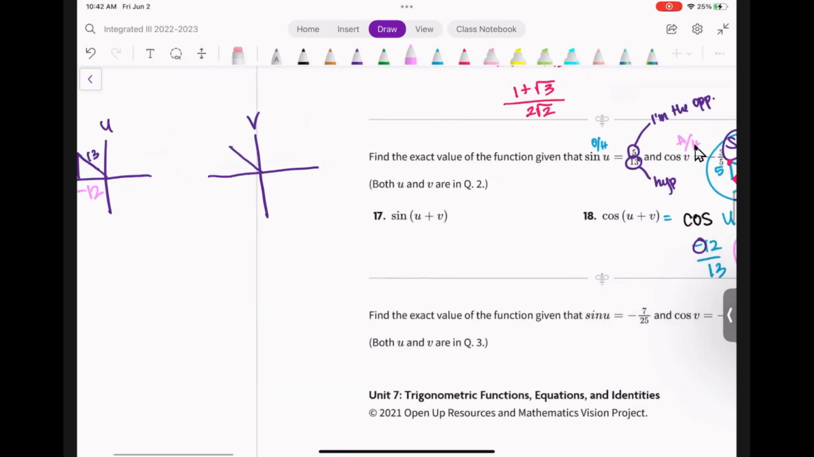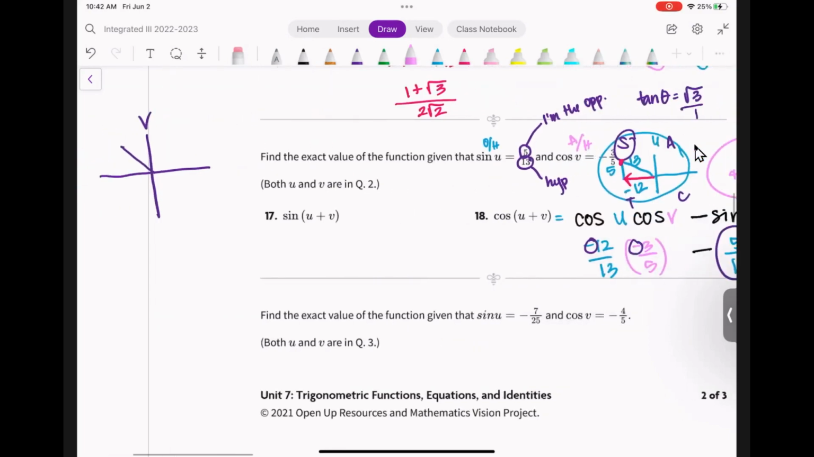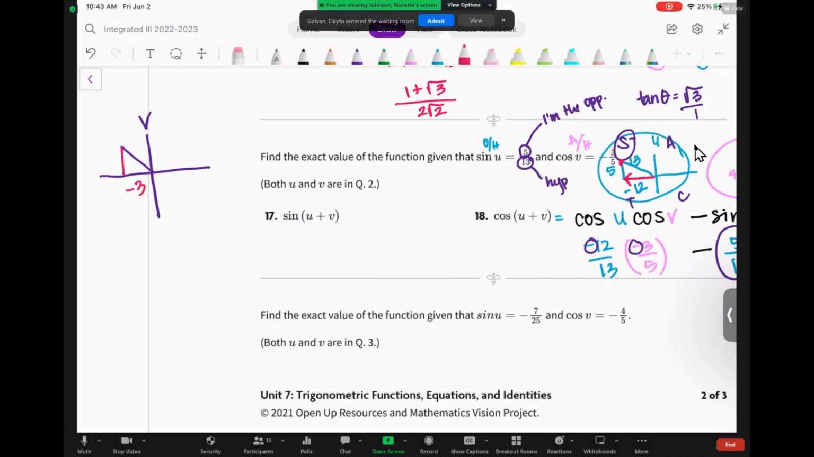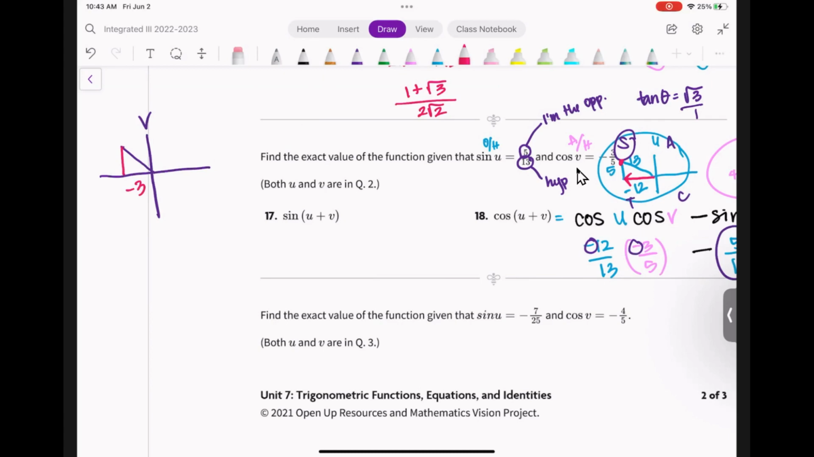For v, it's very similar. It says cosine of v, which is adjacent over hypotenuse, is negative 3/5, right? Whenever you're doing this, know that the hypotenuse can never be negative. So when I draw this out, negative 3 goes to the adjacent side, and the hypotenuse is your 5. Does that make sense? Again, this is a triple, so this is 3, 4, 5.